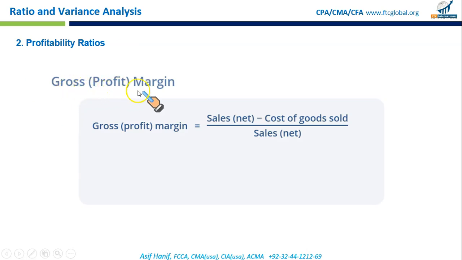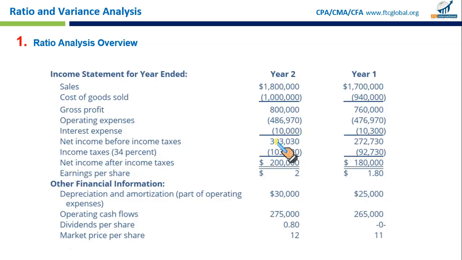First one is gross profit margin, or just GP margin sometimes. It is calculated by taking the net sales, that is sales less returns, minus CGS, that will give you the gross profit. Gross profit is expressed as a percentage of net sales. Let me show you how we extract these numbers from the income statement. Here we have sales less cost of sales. So this is gross profit, expressed as a percentage of sales.